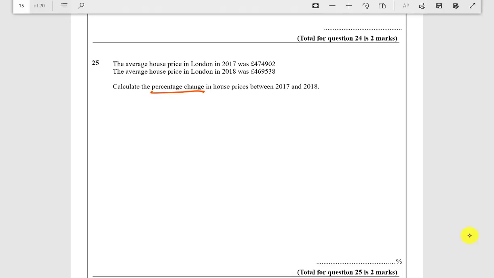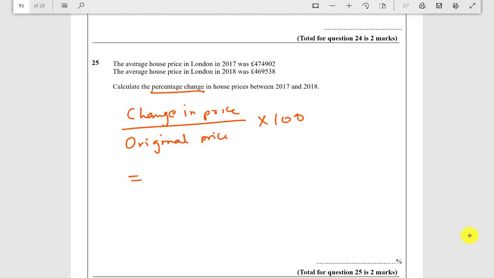Now we know that to work out the percentage change, we need to work out the difference between the prices, and then divide by the original price, and then times by 100 to find the percentage. So the formula is change in price divided by original price times by 100. So let's work out what the change is.